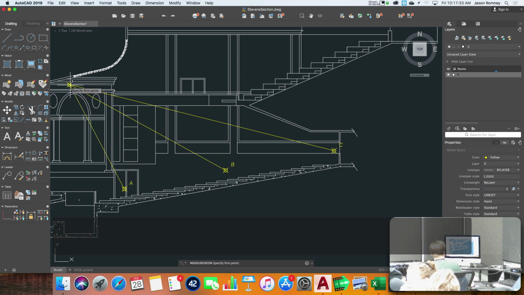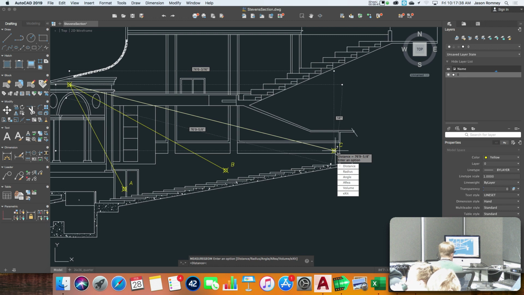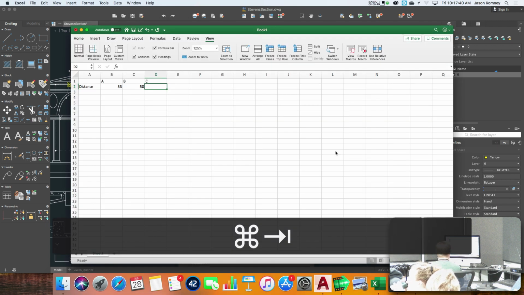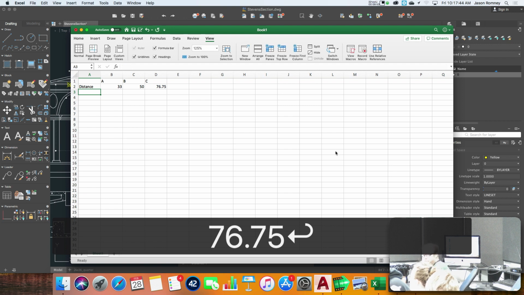Distance to seat C is 76 feet 9 inches. So I'm going to call that 76.75 feet, okay? That's how far we are. Yeah?